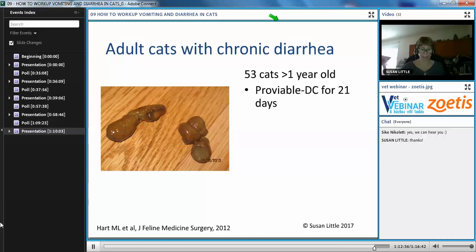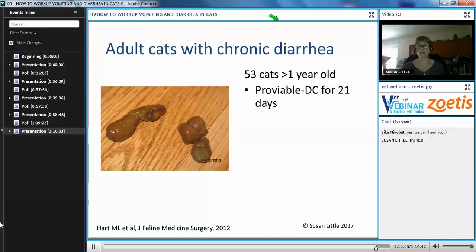These were all older cats, and they ruled out common diseases in these adult cats, like hyperthyroidism, any obvious diseases they ruled out. They ruled out parasites as well in these cats. So these cats probably had a variety of other diseases. Some might have had inflammatory bowel disease. Some might have had food responsive diarrhea. Could have been anything like that.